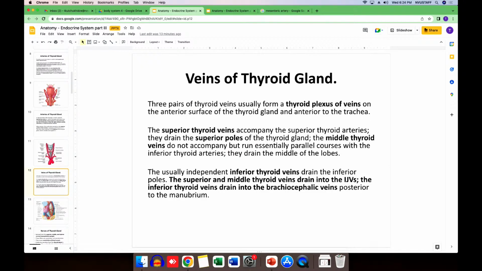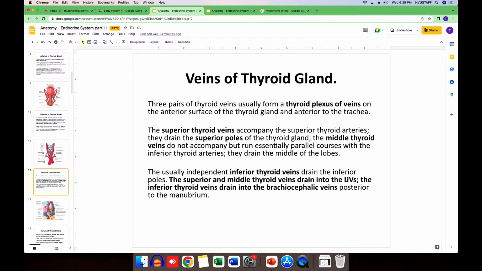Okay, let's talk about veins of the thyroid gland. We have three pairs of thyroid veins, and usually they form a thyroid plexus of veins on the anterior surface of the thyroid gland and anterior to the trachea. Superior thyroid veins accompany the superior thyroid arteries, and they drain the superior poles. Middle thyroid veins do not accompany any arteries; they have their own course, and they drain the inferior thyroid and middle lobes.